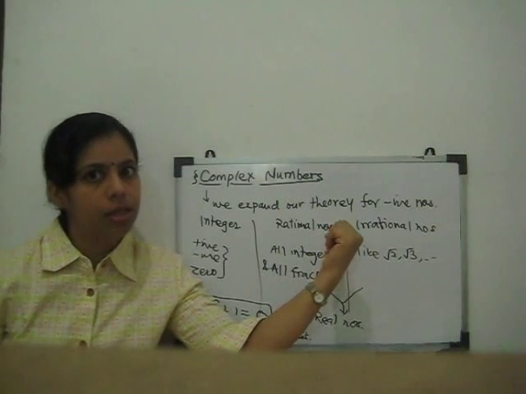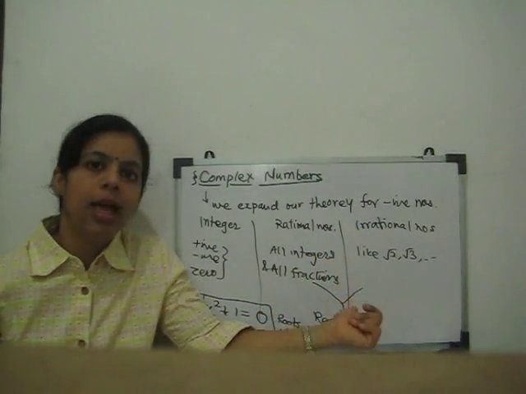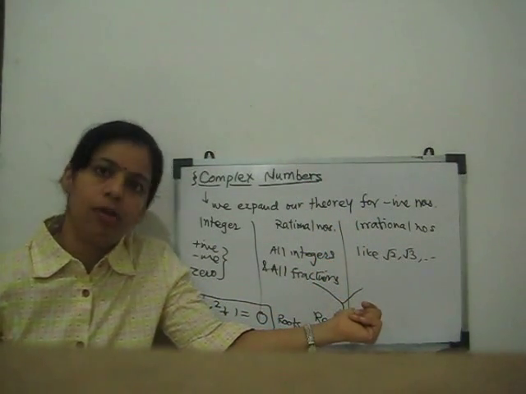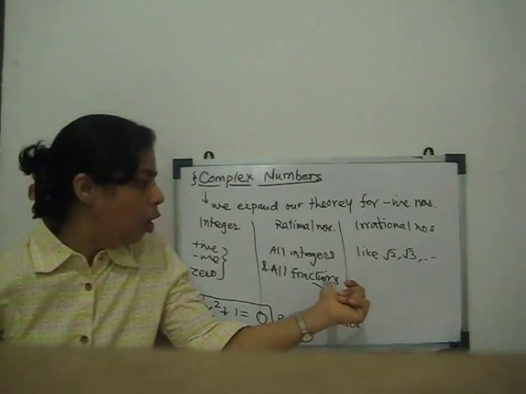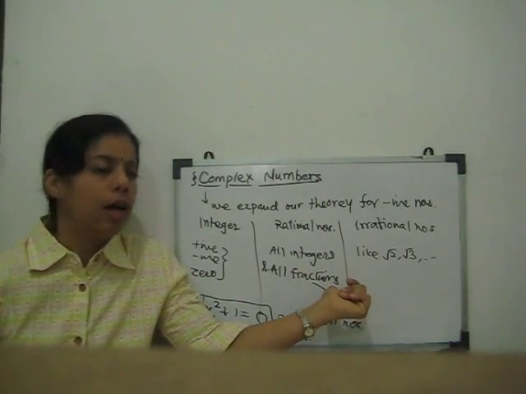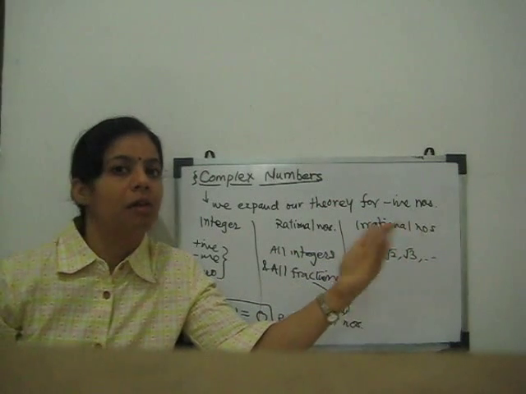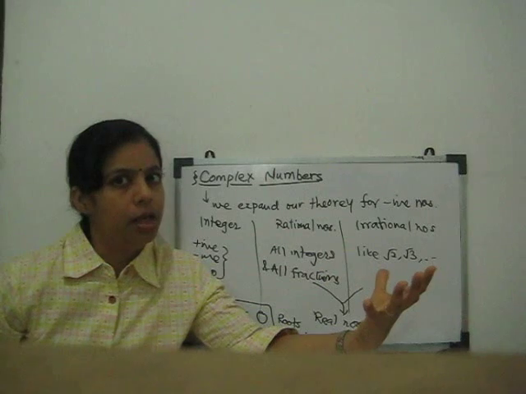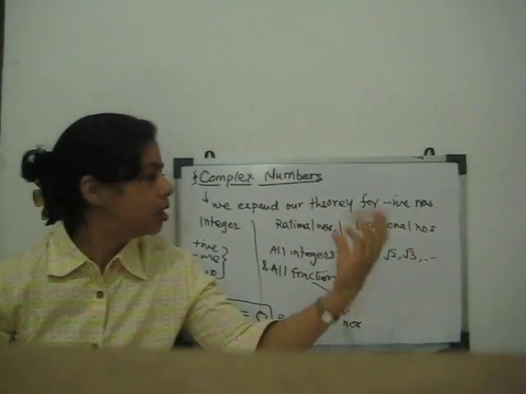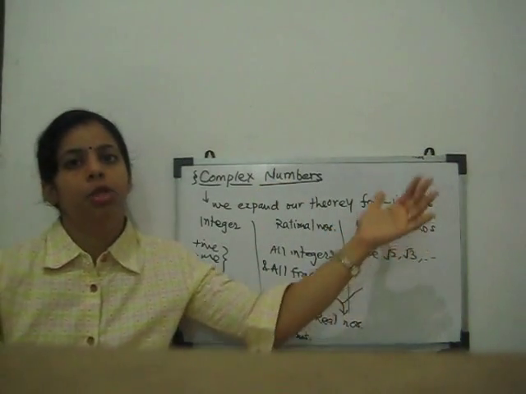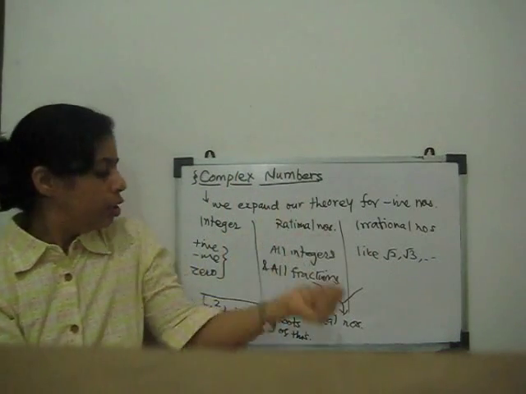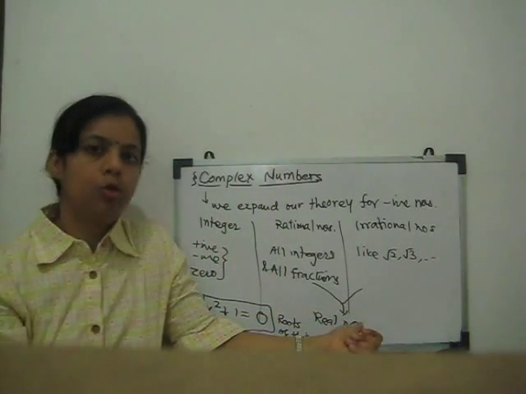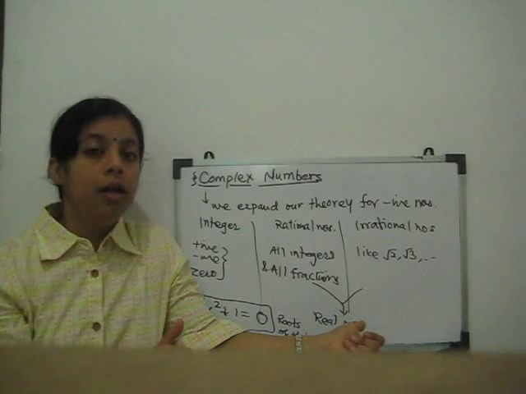Next is the rational number. When we talk about the rational number, all integers and all fractions, these are rational. And irrational number is a number which cannot be expressed as a fraction, like under root 2, under root 3. When we mix rational and irrational numbers, this collection of all numbers is called real number. So our number system stops here.